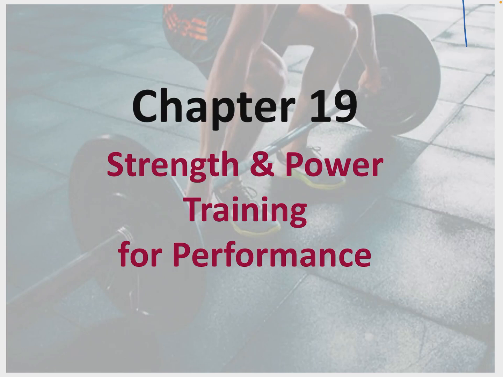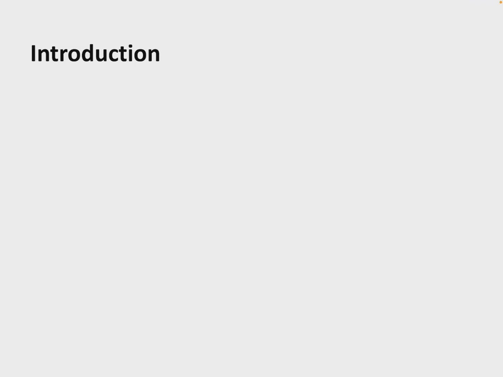Welcome to our final chapter of BPK 143, chapter 19, and this is on strength and power training for performance. Now, we need to keep in mind still that people interested in preparing to perform do not have to be elite. They could be competing at any level in any sport, or perhaps performing daily physical tasks at work, such as police officers, firefighters, being in the military. So in this chapter, we'll collectively refer to this type of person as an athlete. So let's get started with the introduction.